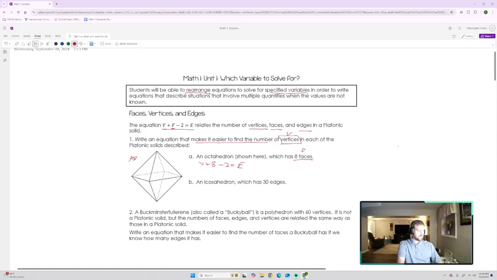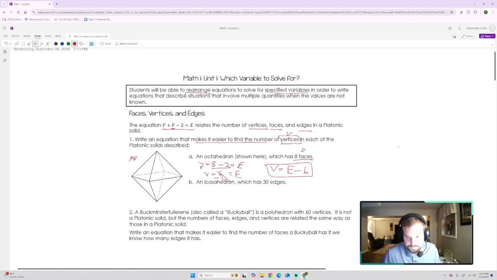So let's rearrange this equation to where we can get v by itself. All right, so v is right here. I want to get that by itself. Let's start by combining like terms. Looks like we can combine some like terms first and get a 6. So we got v plus 6 equals e. And guys, how do we get v by itself from here? Well, I got plus 6. We're going to subtract 6. So we get, for our final answer, v equals e minus 6. So there's an equation that solves for v, given that we have 8 faces.